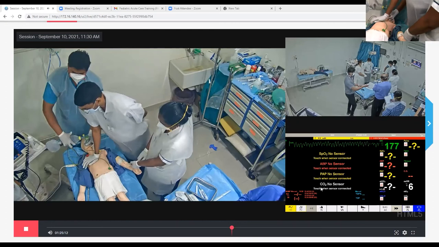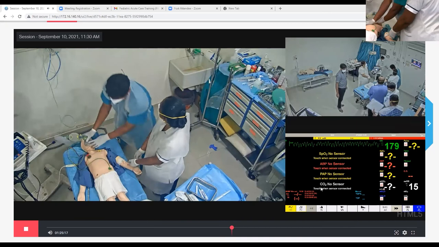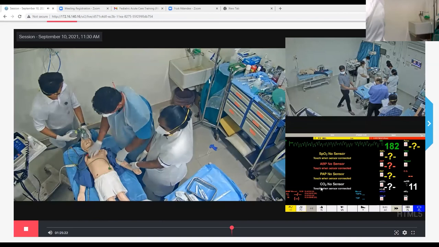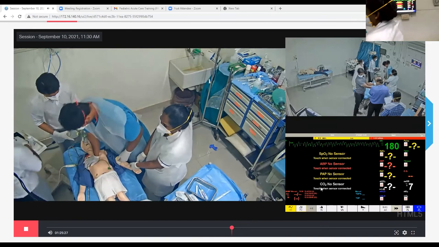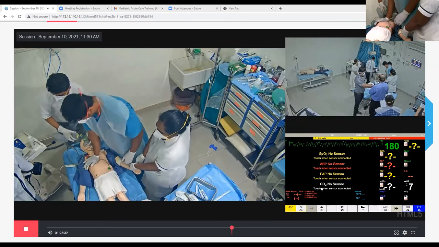I think the heart rate is 178. Is there any pulse? Can we check, please? No pulse. It looks like a wide complex rhythm and no pulse. So we'll continue CPR, but in the meantime, you can start one more shock at 4 joules per kg. Suranjan, it looks like ventricular tachycardia.